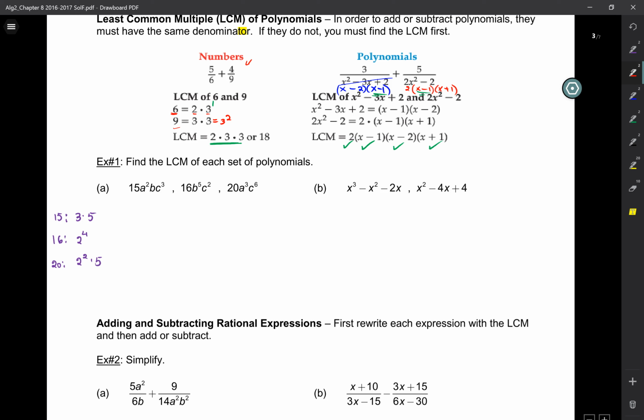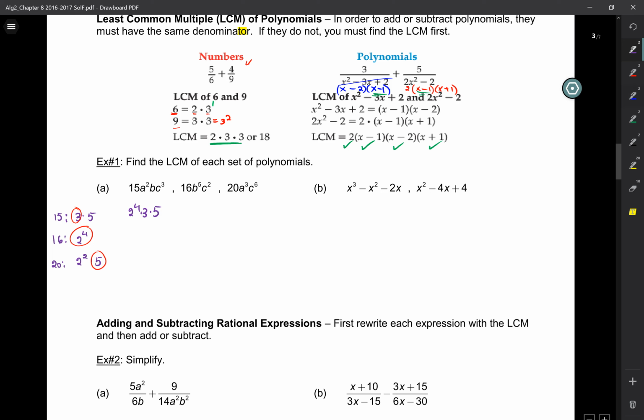Okay? So now I need to take one of each. So I have a couple 2's. Which 2 am I going to take? 2 to the 4. And I need a 3. And I need a 5. So the LCM is 2 to the 4 times 3 times 5.